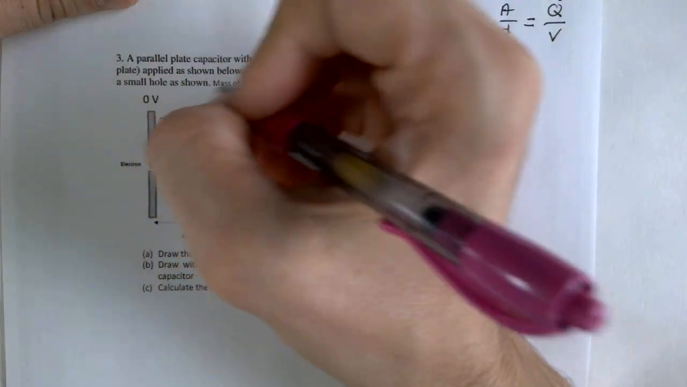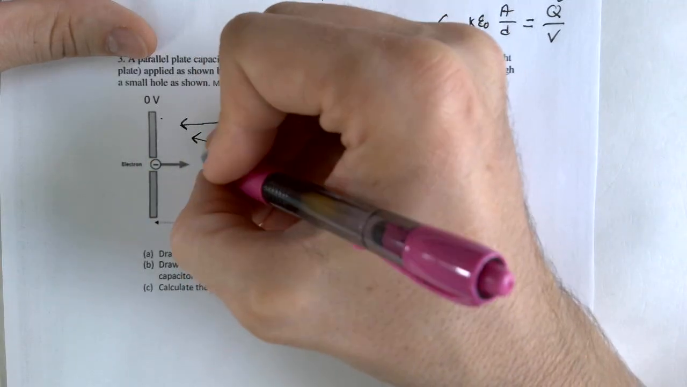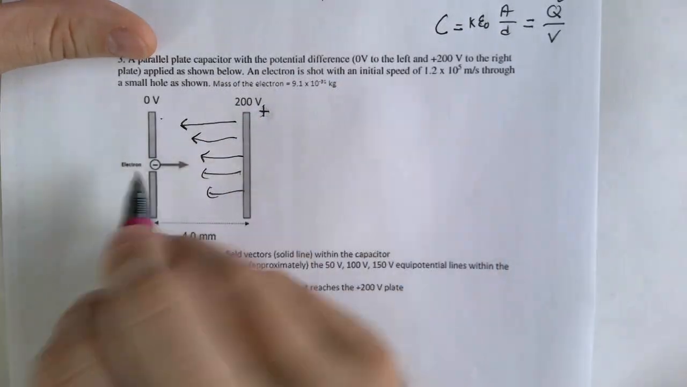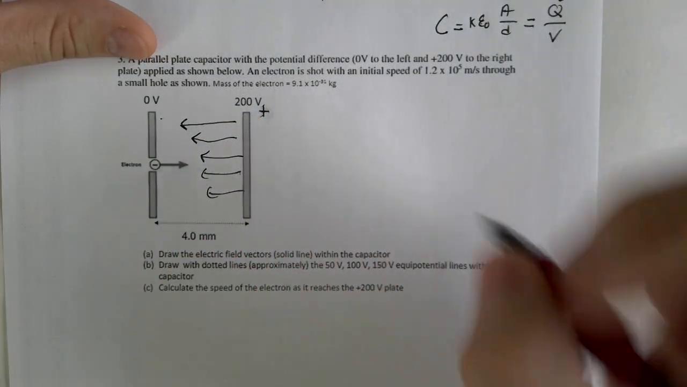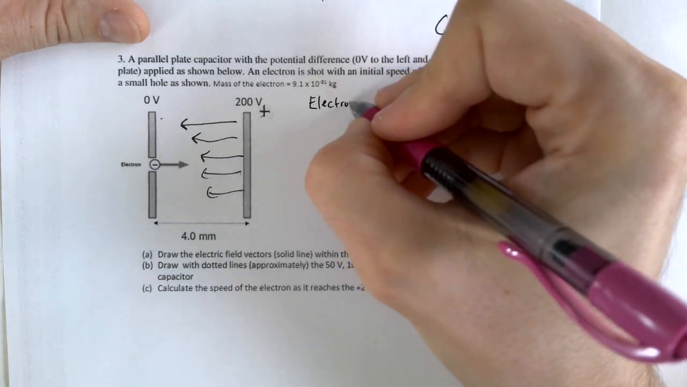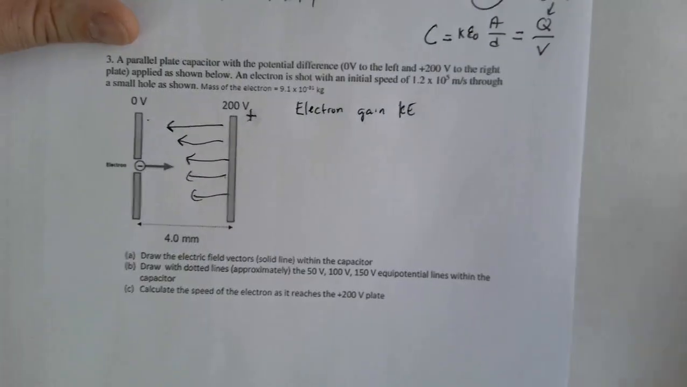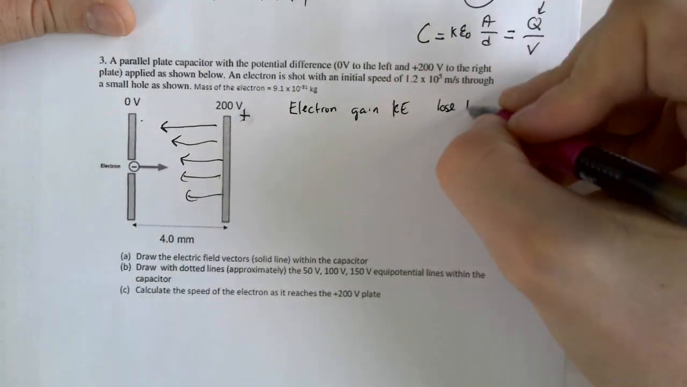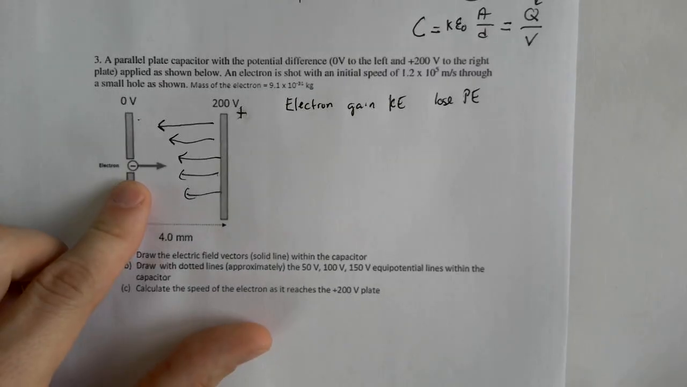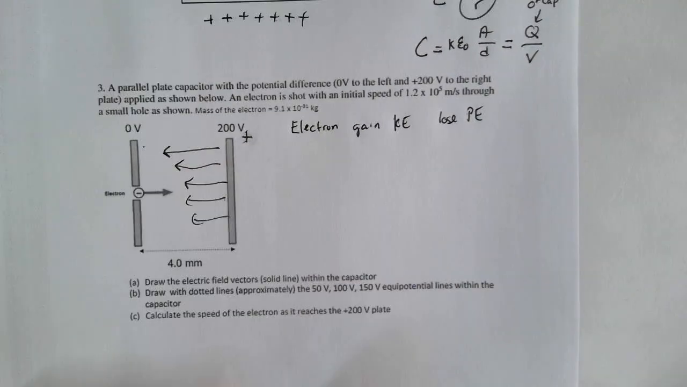That means that the electric field is going to be going away from this, which is going to want to force this electron to speed up. So in this case, the electron is going to gain kinetic energy, and it will lose potential energy. It could very easily have been the other way around. If we had a proton here, it would have been repelled, and it would lose kinetic energy and gain potential.